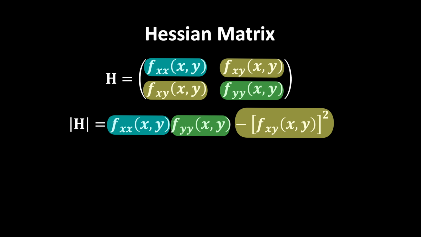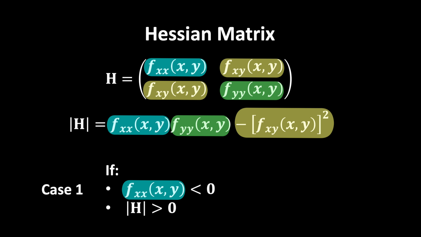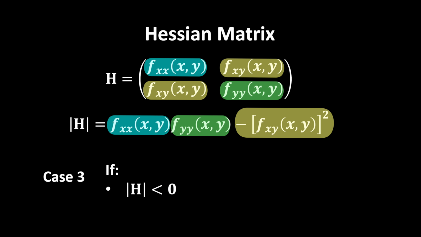If the second-order partial derivative with respect to x is negative and the determinant is positive, the critical point we previously found must be a maximum point. If the second-order partial derivative with respect to x is positive and the determinant is also positive, the critical point we previously found must be a minimum point. Or, if the determinant is negative, the critical point we previously found must be a saddle point.